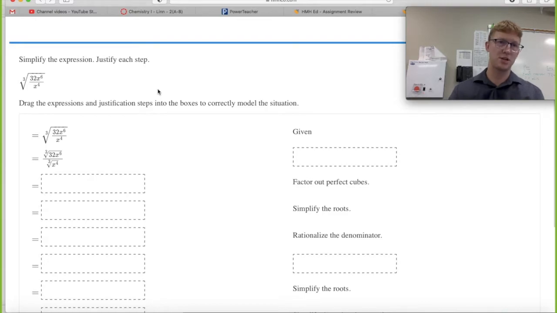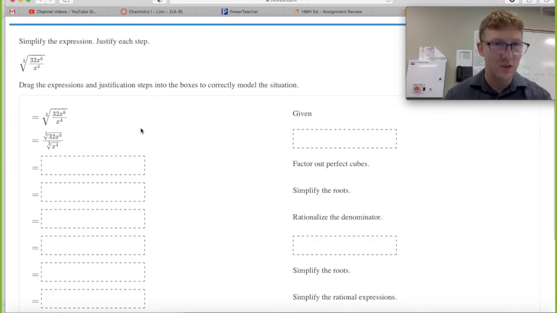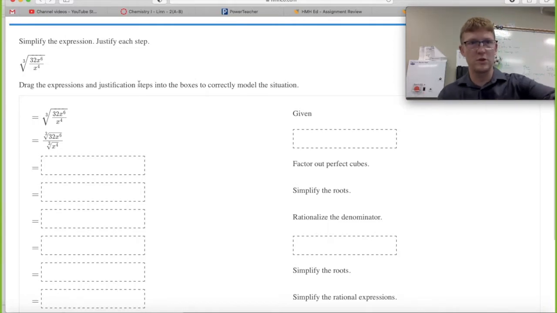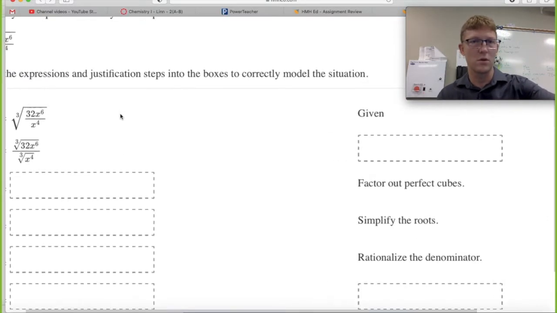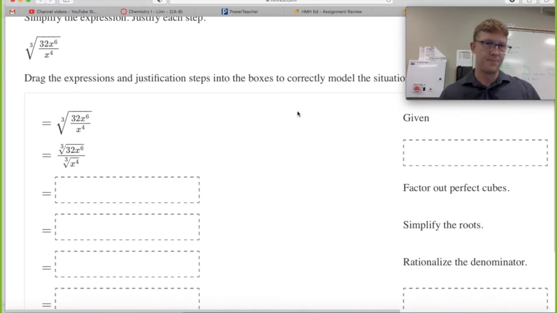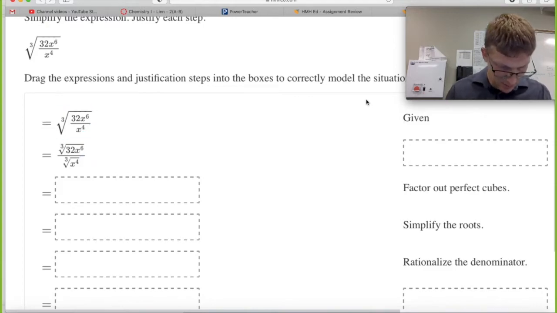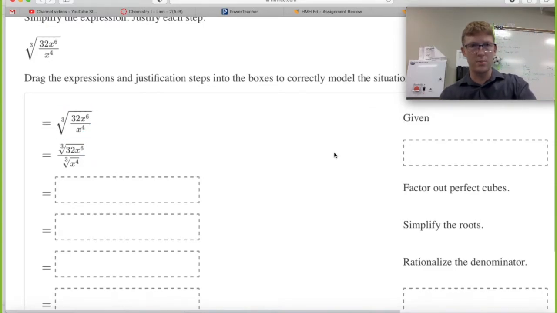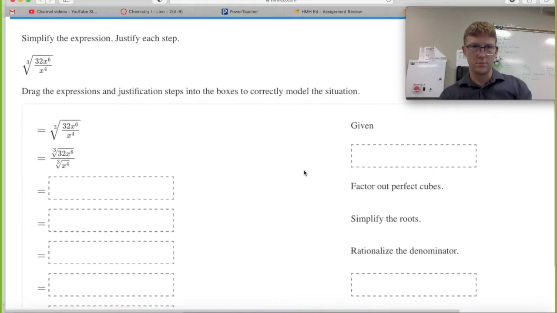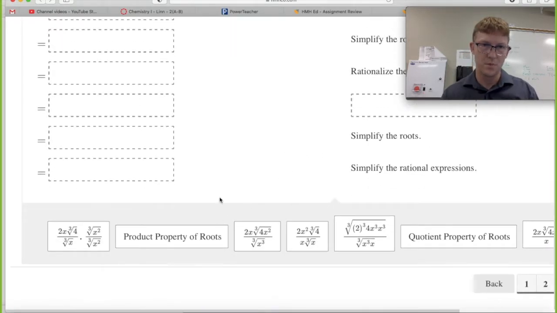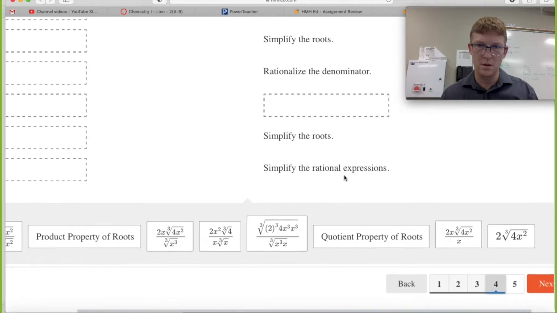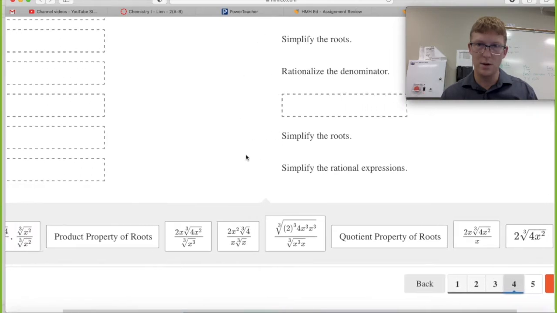Simplify the expression. Justify each step. I really would just rather do that myself, but let's justify each step. So they started here. We'll zoom in just a little bit. These are getting smaller. We started here, went to there. So it looks like we just divided the cubed root up. Quotient property of roots. How about that?